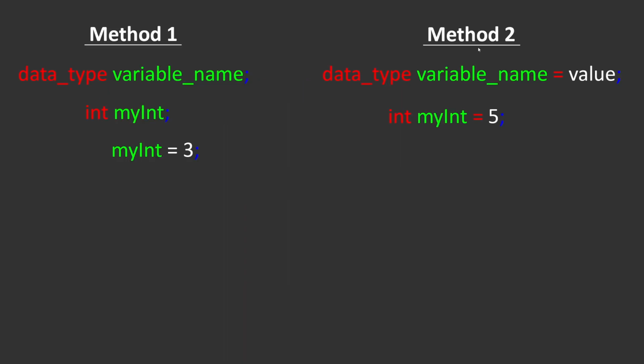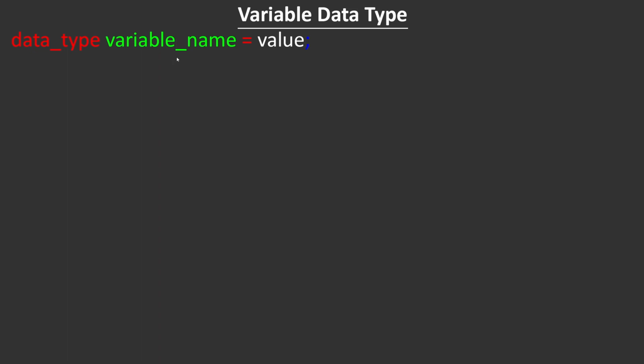The other method declares and initializes a variable with a value, and it takes the form of data type, variable name equal value, and semicolon. For example, int myInt equal 5 semicolon. Variables in C# must have a data type.